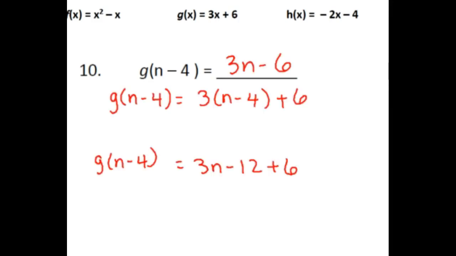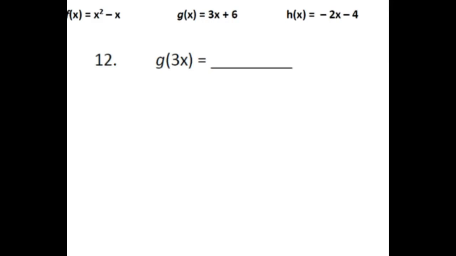How did you do? You plug in the n minus 4 in place of the x, and then you distribute, and then you combine like terms. Why didn't I have to use a box problem in this one? Did I have an expression? Did this have anything squared? So I didn't have to use a box problem for that one.